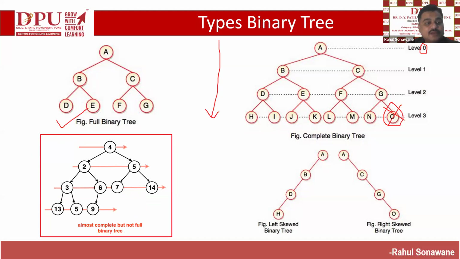Okay. So next is the skewed binary tree. Now you can see over here, every node is having only left children, and here, every node is having only right children. Therefore, this tree is our left skew tree, and this is our right skew tree. So these are the different and very important types of trees that we are going to utilize.